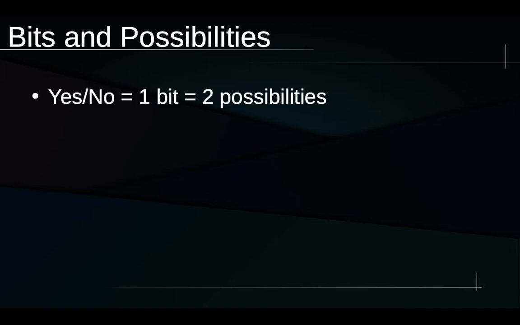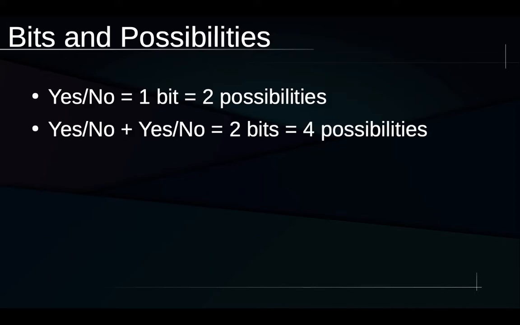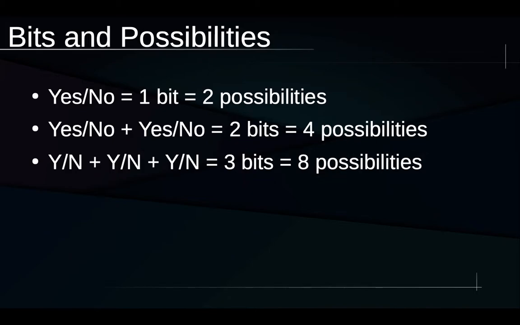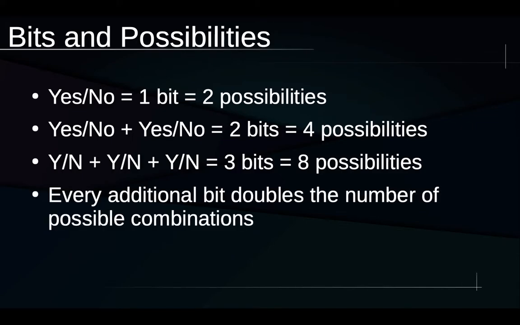For example, if all we have is a single bit, one yes or no, clearly there are two possibilities there, the yes or no. But if we have a yes or no and another yes or no, in other words, two bits, there's four possible combinations of those things. We can have no, no; no, yes; yes, no; and yes, yes. And if we have three bits, like yes, no, and another yes, no, and another yes, no, then there are eight possibilities. And every time we add an additional bit, every time we add an additional mark representing a yes or no, we're going to be doubling the number of possible combinations of all those things. So this is the combinatorial math of bits and digital numbers.